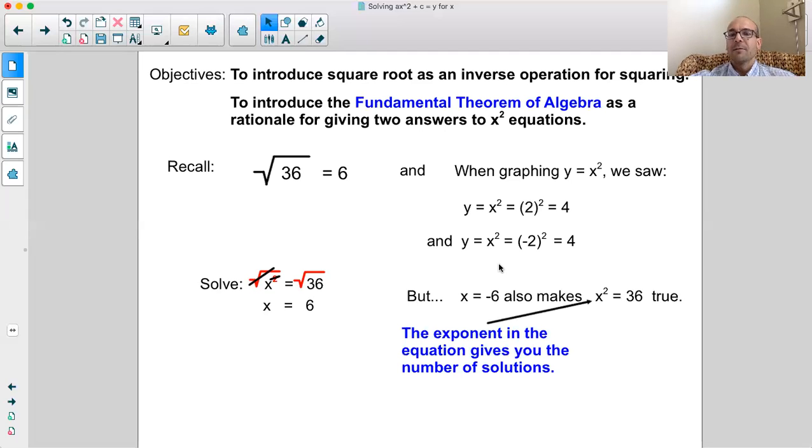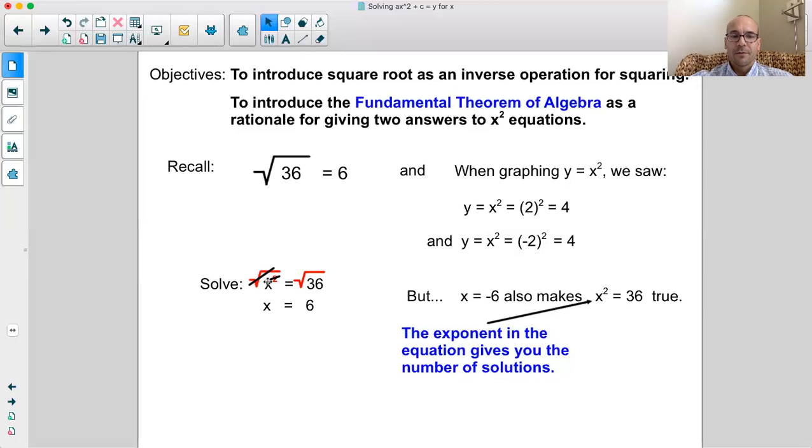The fundamental theorem of algebra is going to help us when we solve equations to take into account that this equation, x squared equals 36, has the value of x that we found by doing an operation, but also has a second value that we thought about logically. And that's because the fundamental theorem of algebra, for as big a deal as it is, is a very simple thing. It says the exponent in the equation, and I should probably say the biggest exponent in the equation, tells you the number of solutions that an equation has.